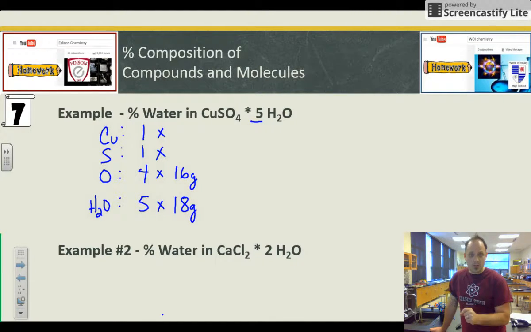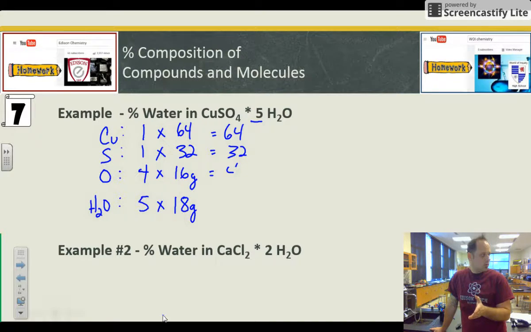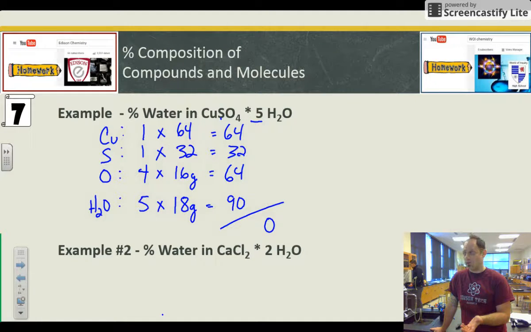Yep. I need the gram formula mass. Copper and sulfur, quick. Copper is 64, and sulfur is 32. Okay, so now he's going to multiply these across. Okay, 64, 32, and then another 64. Okay, good. And what is 5 times 18? It's got to be 40. It's 90. It's the same as 9 times 10. Okay, 90. I'm trusting you on this one. You got it. You're going to have to trust me on this one. Okay, add these all up to find out what the total mass is. 10 and 9, 250 grams.